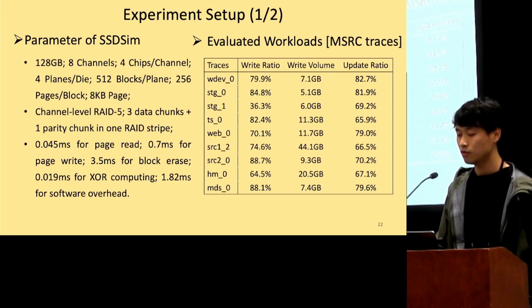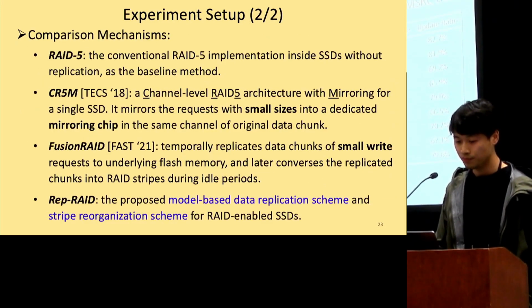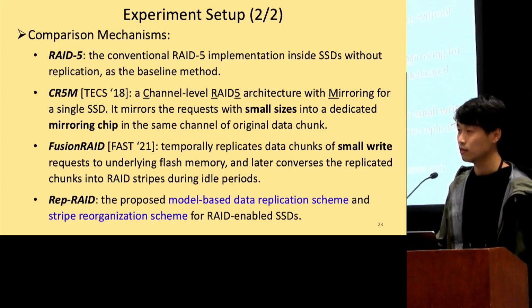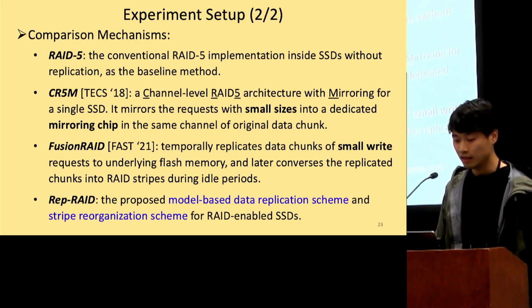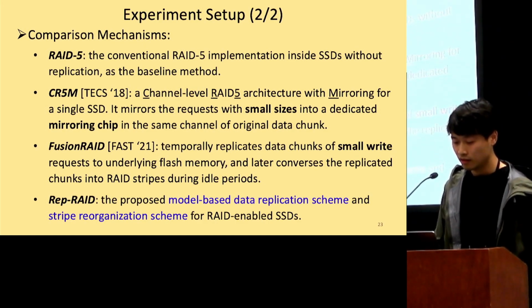We implement our proposal in the SSDSim simulator, and the setting is as follows. In total 9 block I/O workloads from the MSR trace are used to evaluate the proposed method, and detailed information is shown in the table. There are 4 evaluated methods. First is the baseline RAID 5, and following are 2 related works, CR5M and FusionRAID. These 2 methods both only replicate small-size write requests. And the final is our proposed RepRAID.